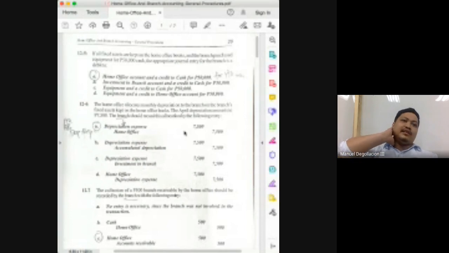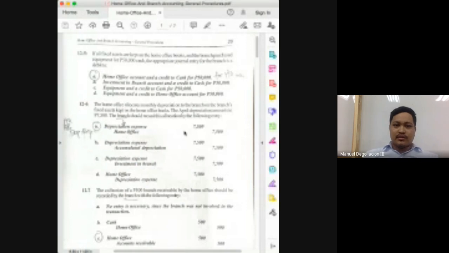And the investment in branch account increases with a debit and decreases with a credit. While the home office account, being a capital or equity account in nature, increases with a credit and decreases with a debit. Okay. But also do not forget the other two transactions affecting your reciprocal accounts, class. The profit or loss of the branch. Profit increases both reciprocal accounts, losses decrease the reciprocal accounts.